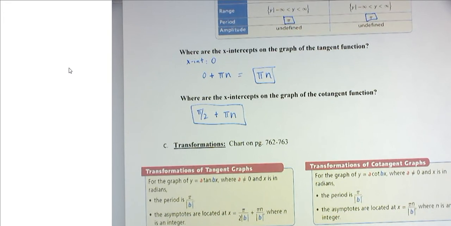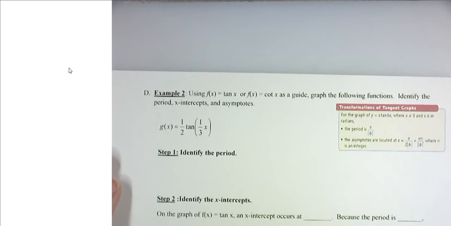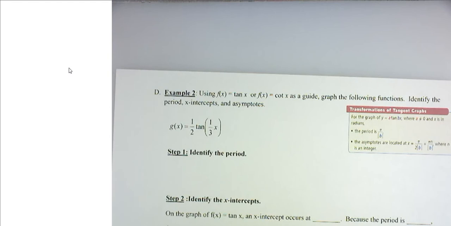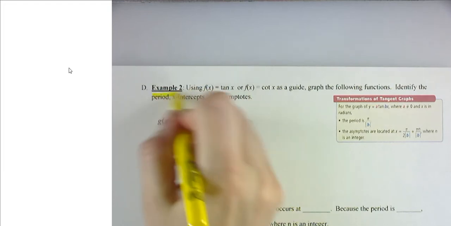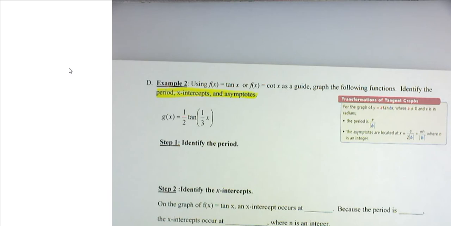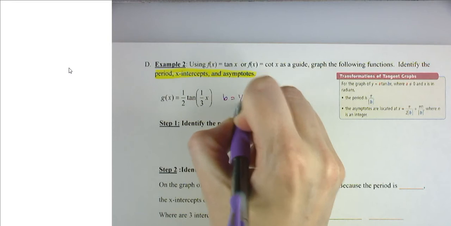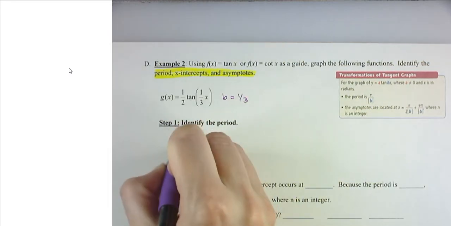All right, so we are just going to do one of the tangent graphs, and then we are going to identify the period, the x-intercepts, and the asymptotes. The first thing is identifying the period here. Your period, you're going to take your b value. So b is 1/3. If we do pi divided by 1/3, we're going to multiply by the reciprocal, and your period is going to be 3 pi.